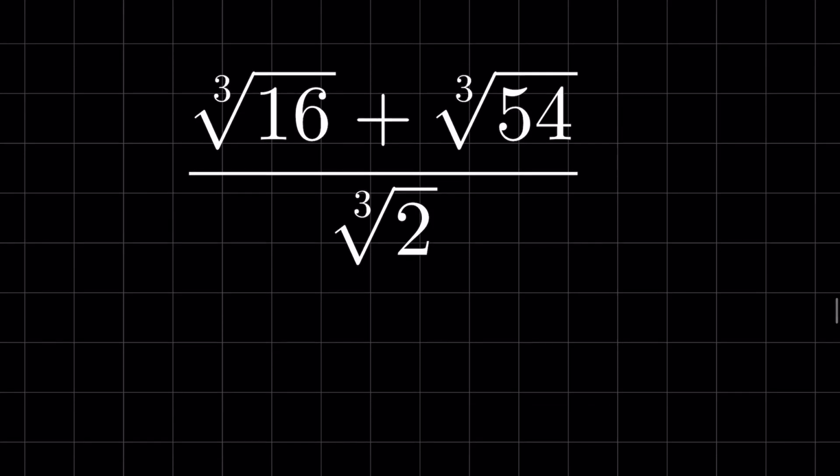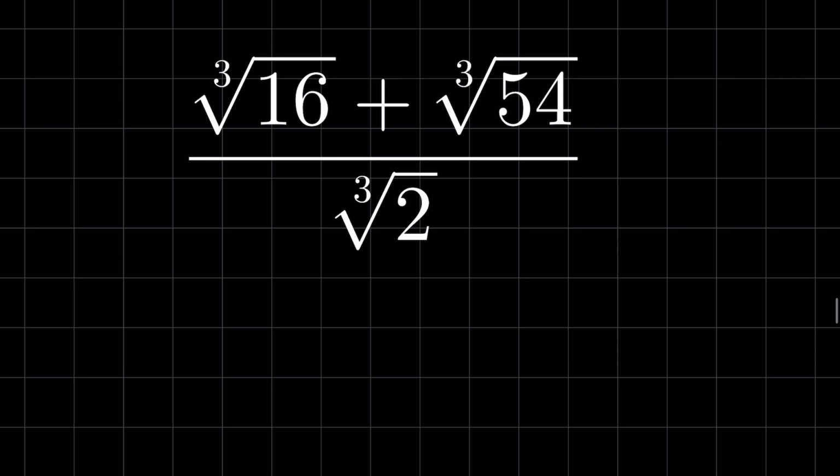Cube root of 16 plus cube root of 54, upon cube root of 2. How to simplify this? Now, to simplify this, first we have to rationalize the denominator.